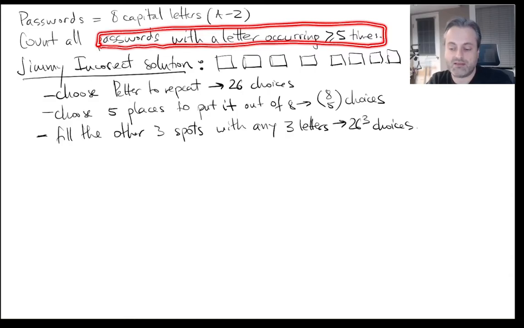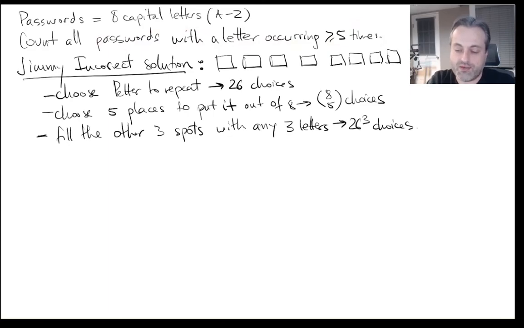So if it's eight spots, at least 5 of them have to be, say, an A or a B or a C. So there's only 3 spots. We should say that in here. That means 3 spots are not that letter, the one that's repeating. So I'm going to point out how people get this kind of question wrong.